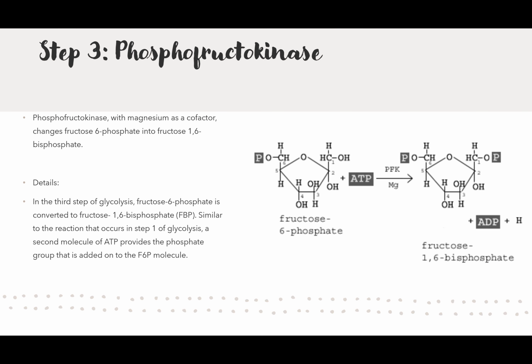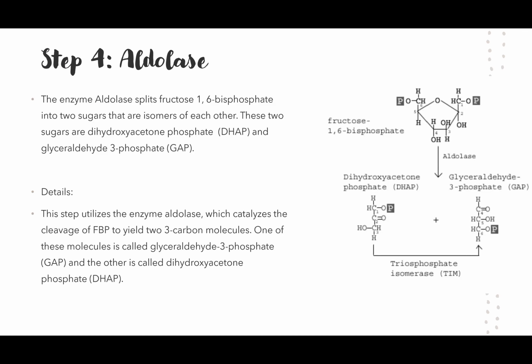Step 3 is phosphofructokinase. With magnesium as the cofactor for this enzyme, it changes fructose 6-phosphate into fructose 1,6-bisphosphate, and this also occurs with ATP. Once it had only one phosphate group, now it has 2 phosphate groups, creating fructose 1,6-bisphosphate.